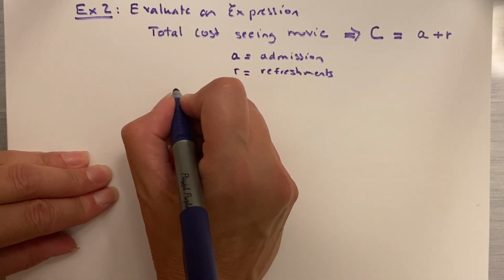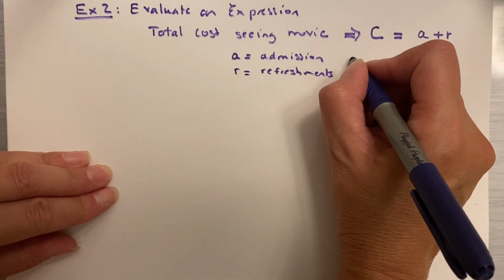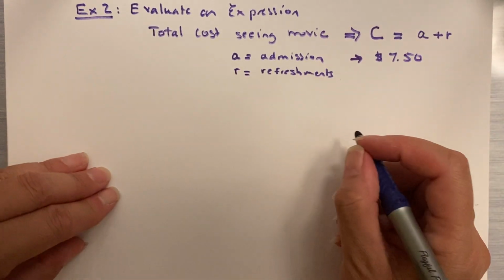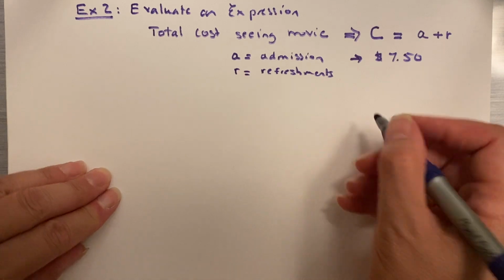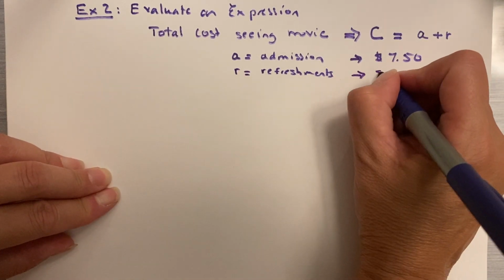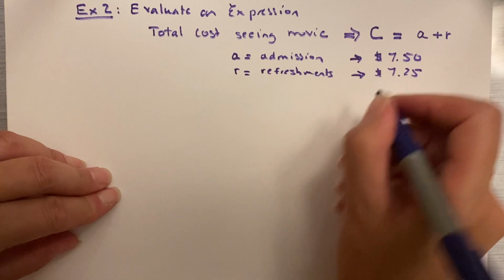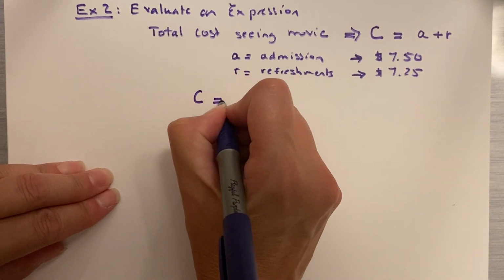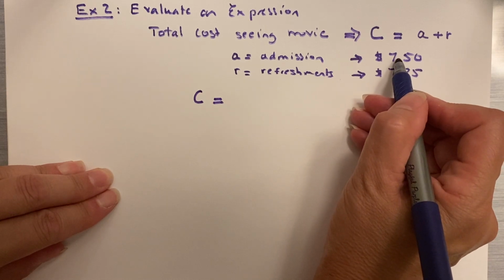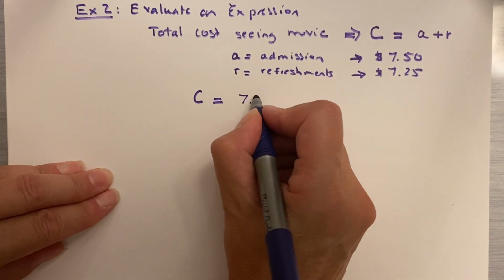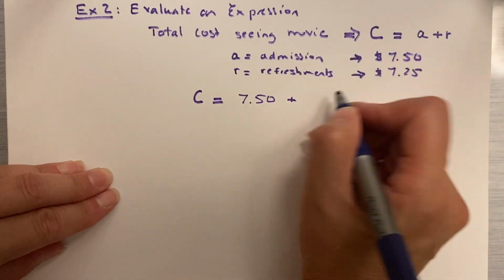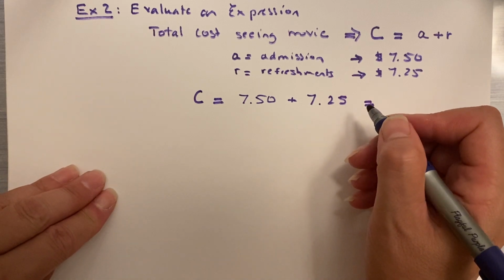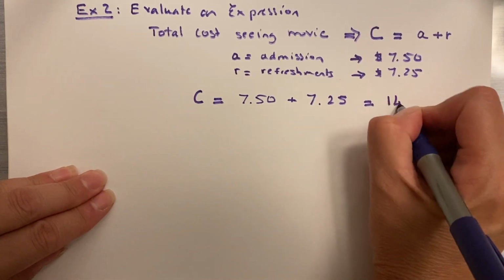But if I tell you that admission was $7.50, it used to be cheaper in the old days, and the refreshments were $7.25, now you can find your total cost. You're going to substitute $7.50 for A and $7.25 for R. And you're going to find that your total cost is $14.75.